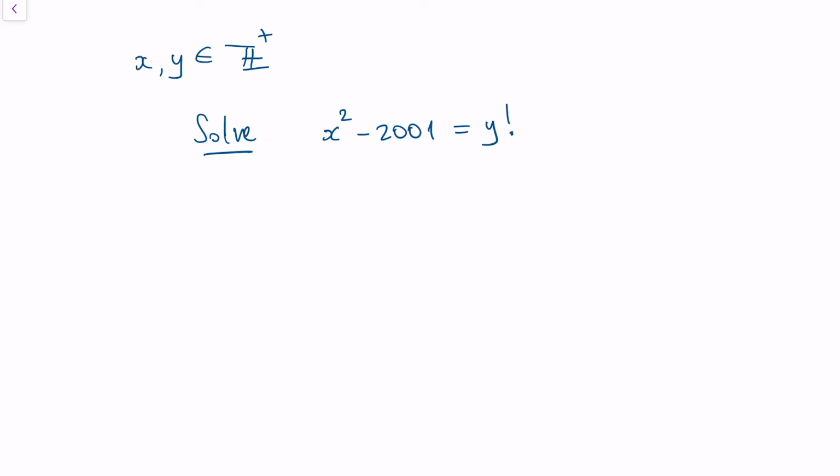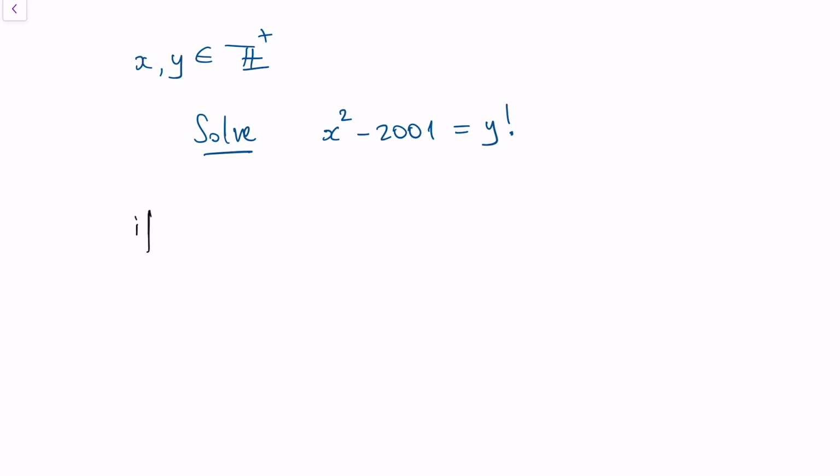In this video we're going to solve an interesting integer equation. So x and y are positive integers and we want to solve x squared minus 2001 is equal to y factorial. If you'd like to pause the video, try it yourself first and we could go over it together.